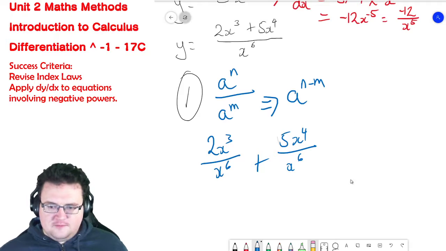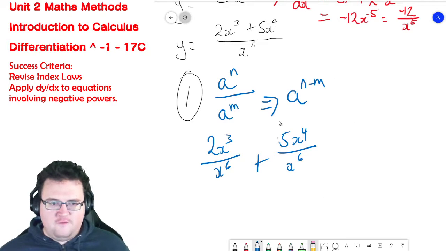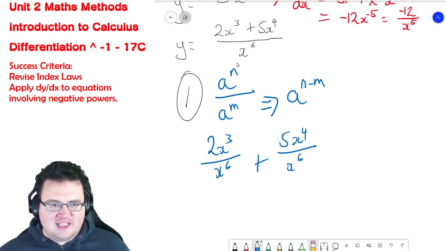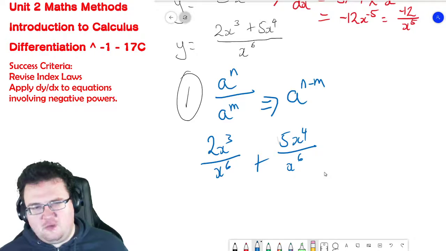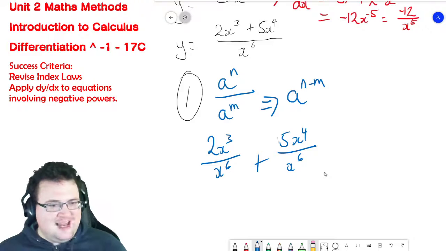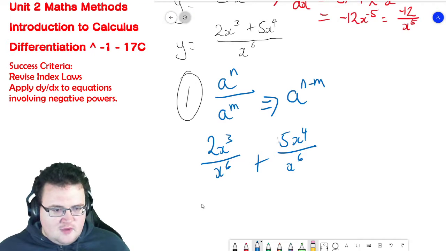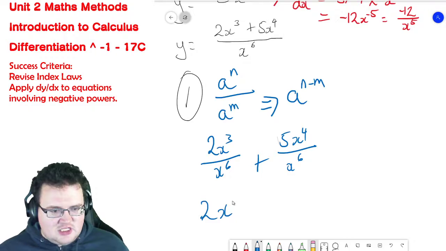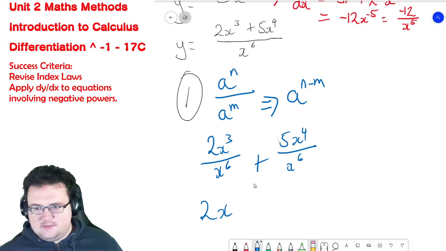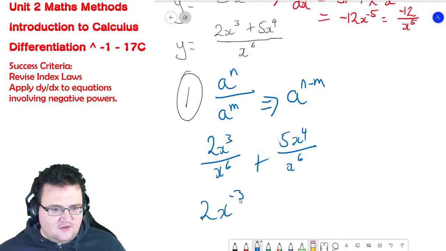And from here, I can now use this rule here to simplify things down. So what does 2x cubed divided by x to the 6 become? Following along with a to the n over a to the m equals a to the n minus m. You might have seen it with m on top and n on bottom, whatever. The principle is the same. So it's going to become 2x to the 3 minus 6. So what is 3 minus 6? Yeah, it's 2x to the negative 3.